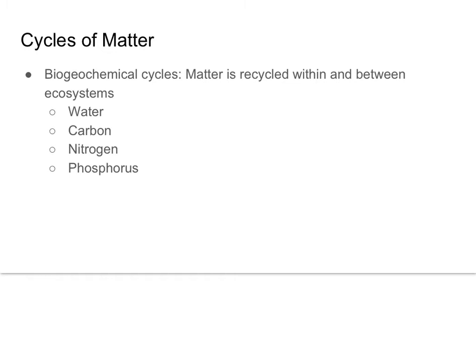Water is incredibly important, right? Water is life. But then carbon, carbon is really important for us to make sugars and fats and proteins and that kind of stuff. Nitrogen is really important for making proteins. Phosphorus is really important for making DNA. So it's really important that we recycle those things and they don't get stuck in one of the levels.